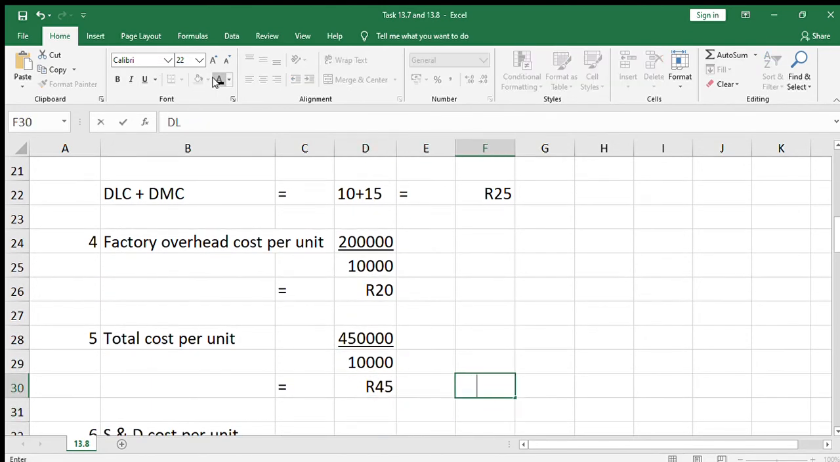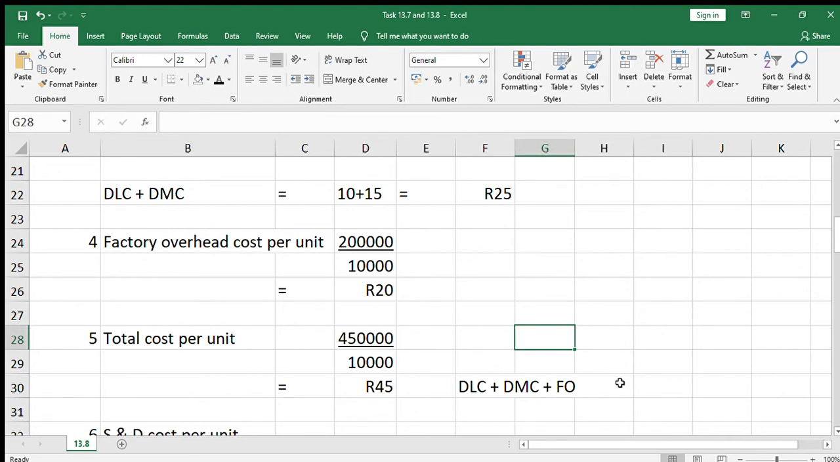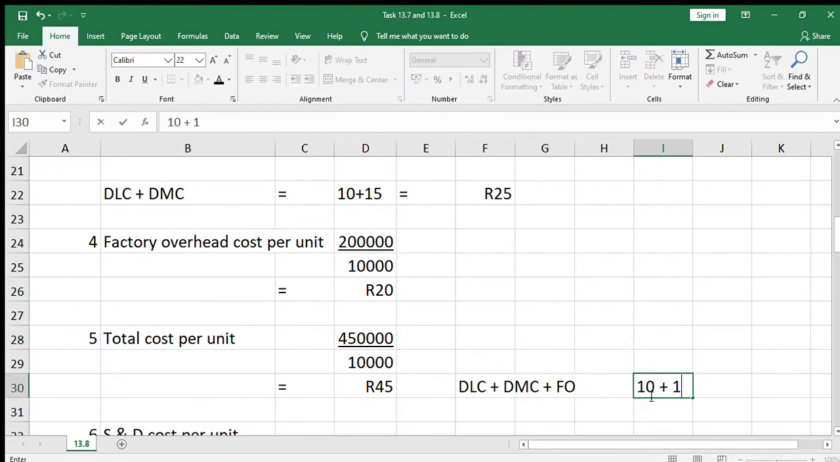I'm just going to show you an alternate calculation. We'll take our direct material cost per unit plus our direct labor cost per unit plus our factory overhead cost per unit. We know from our answers above that this is 10 plus 15 plus 20, and that would also give us 45.